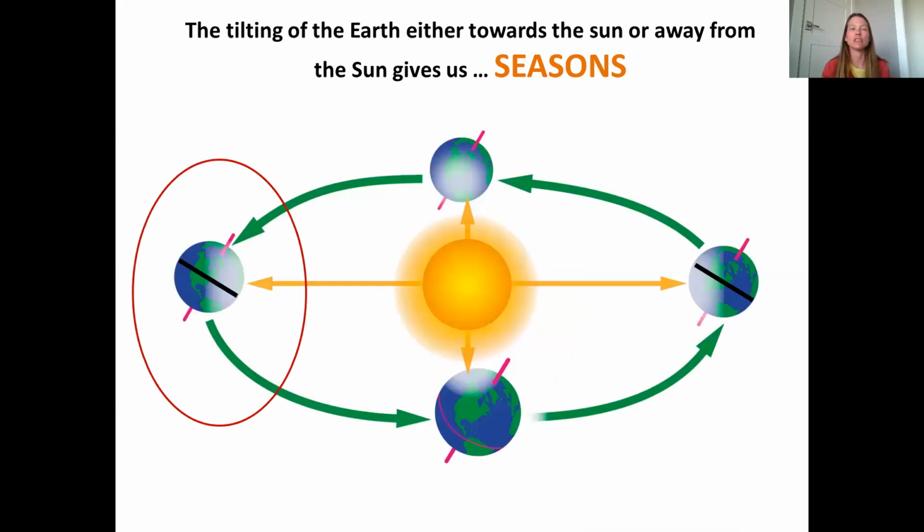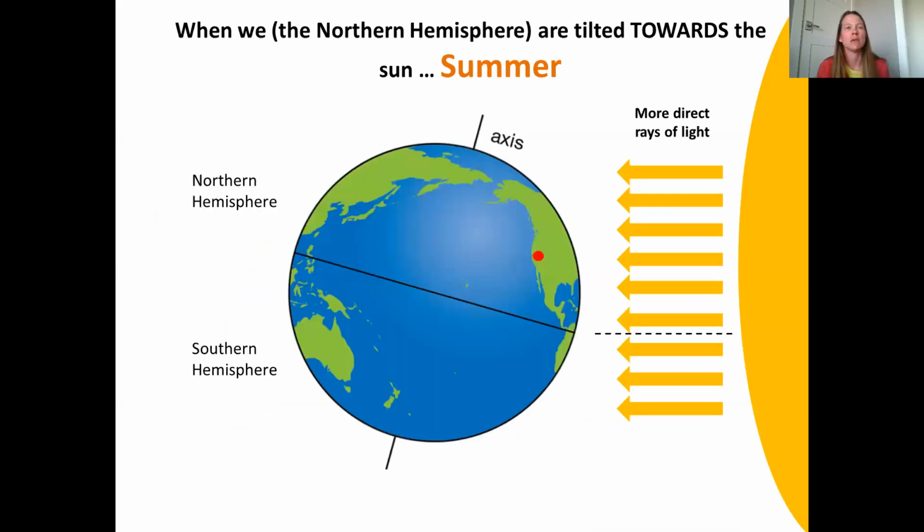Okay, let's look at a very specific part of our revolution around the sun. Let's start with this one right here. I've drawn a black line to indicate the equator. So up here would be our northern hemisphere, and this would be our southern hemisphere. Let's zoom in a little bit. Like I said, we are in the northern hemisphere. At this point in our orbit, the northern hemisphere is tilted towards the sun. This part is closer to the sun than the southern hemisphere.